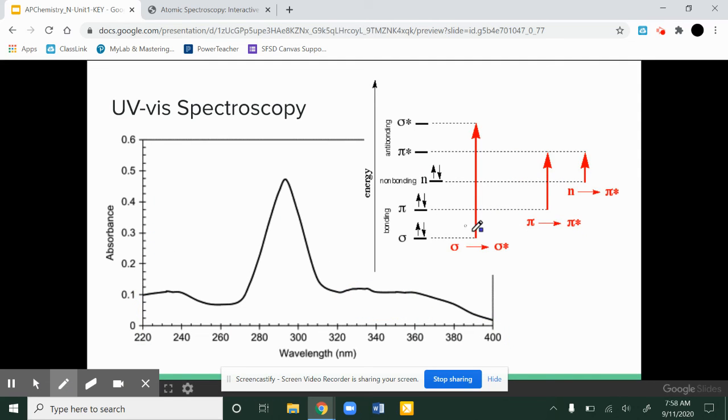UV Vis spectroscopy relies on the fact that I can get electrons excited to higher energy levels and cause them to then drop back down. And then I can read in my spectra which wavelengths are causing these transitions, and I can use this to measure concentration, but that's going to be a topic for a later day.